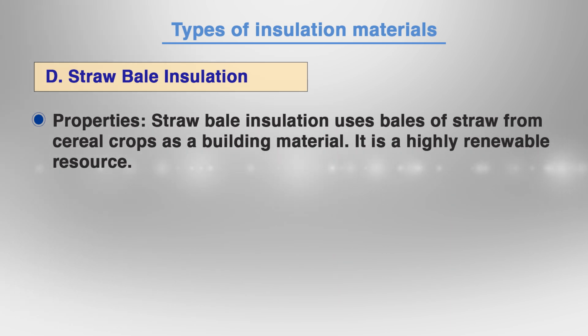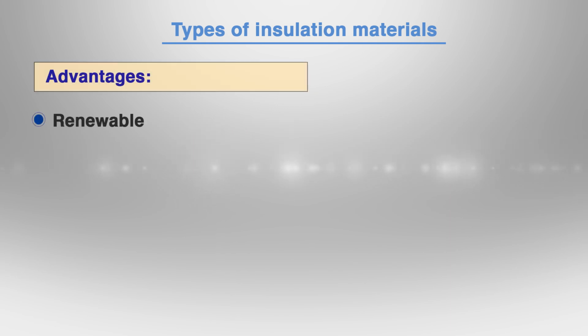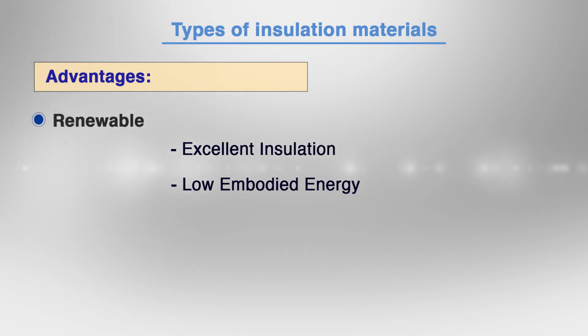Straw bale insulation uses bales of straw from cereal crops as a building material. It is a highly renewable resource. It has some advantages, like being renewable, made from agricultural waste. Excellent insulation: it provides good thermal resistance. Low embodied energy: minimal energy is required to produce it.